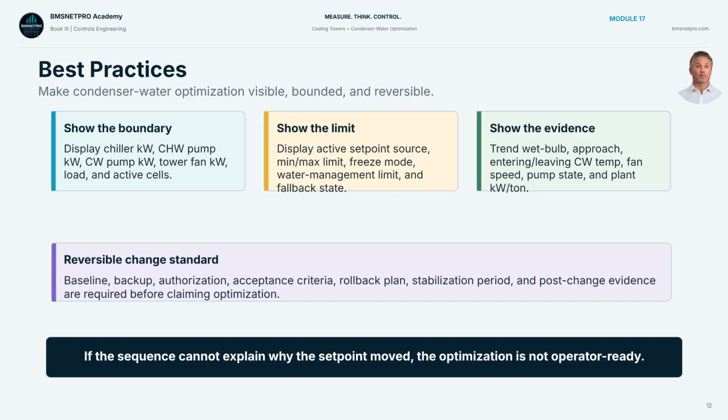Best practice makes optimization visible, bounded, and reversible. Operators should see the full plant boundary: chiller power, pump power, tower fan power, load, active cells, wet bulb, approach, and active limits. The sequence should show why the condenser water set point moved and which condition is limiting it. Any optimization change should have a baseline, backup, authorization, acceptance criteria, rollback plan, stabilization period, and post-change evidence. If the sequence cannot explain why the set point moved, it is not operator ready.